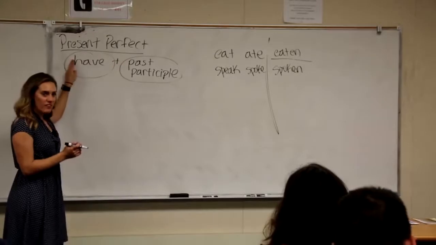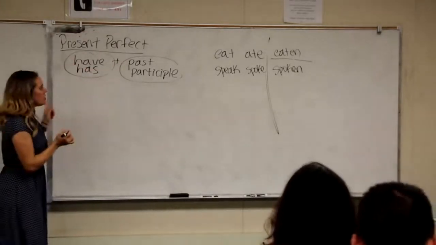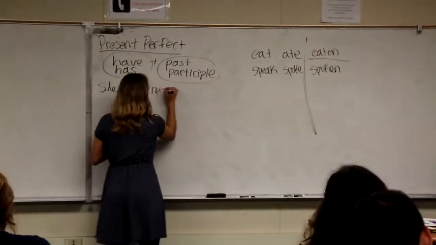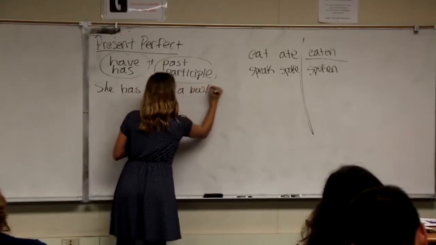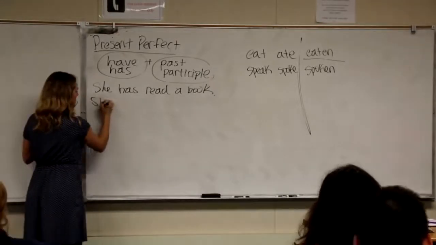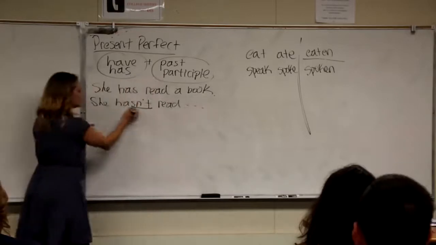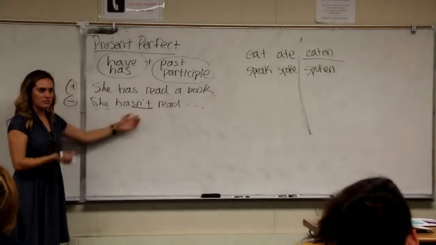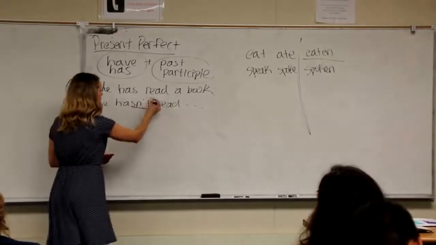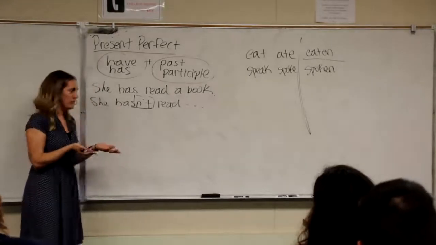But is it just have, or can it be has? It can also be has, right? So it looks like this: she has read a book, okay? That's the affirmative. How do I make it negative? She hasn't read. Good. You just add not after the helping verb. You don't need to add another helping verb, right?